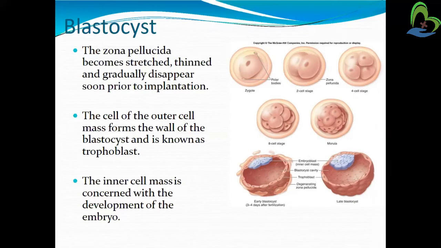So what is the trophoblast? The cells of the outer cell mass form the wall. So the wall is known as the trophoblast. The inner cell mass is concerned with the development of the embryo. So for fetal development, it is very important. In this figure also that is shown.